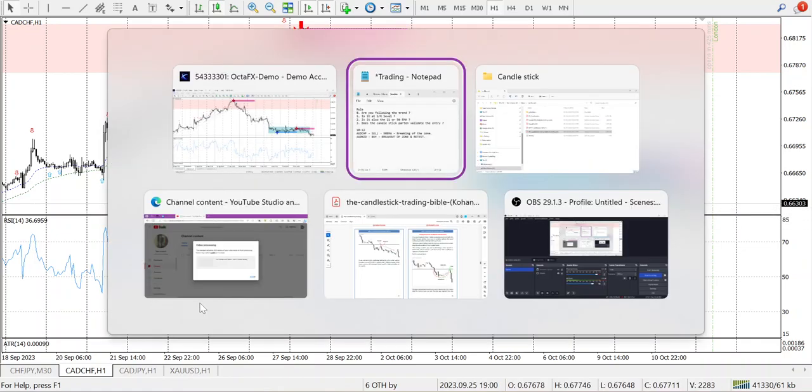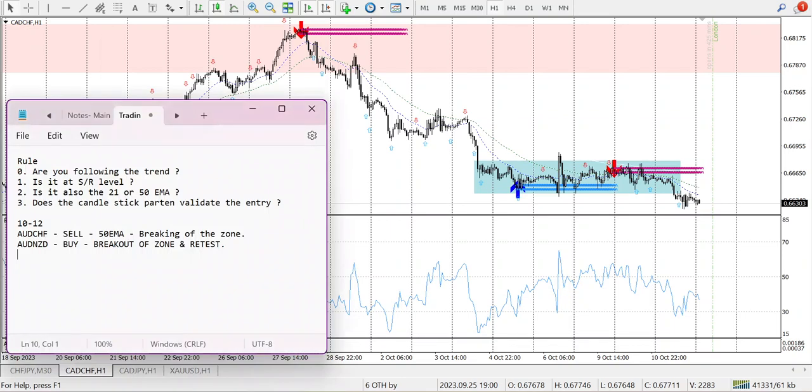And what is CAD CHF? Let's see. CAD CHF is also saying sell. I will wait for the breaking of the zone. See, the same thing is happening in both pairs. So we have to read between two markets most of our time, and when two markets say the same thing, that is a very high probability. So we'll wait for it to come back to the 50 or 21 EMA and we will close.